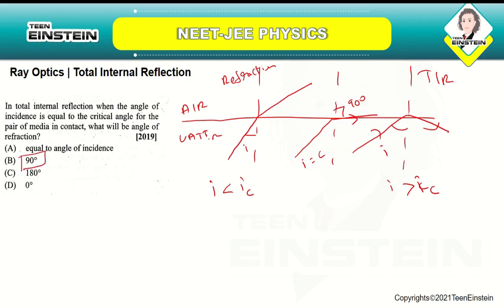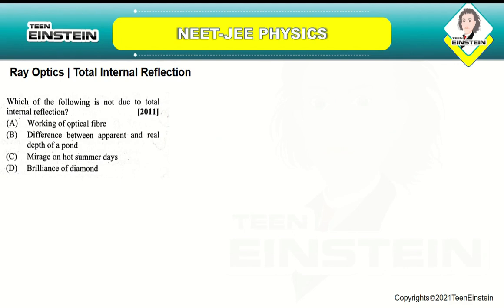So, the correct answer is option number B. If you remember, when you studied total internal reflection, you would have studied 3 different cases where light is passing from one medium to another. When the angle of incidence is lesser than the critical angle, refraction takes place. When the angle of incidence is greater than the critical angle, total internal reflection takes place. And when the angle of incidence is equivalent to the critical angle, the angle of refraction will be 90 degrees. So here the correct answer is option number B. Let us now move on to the next question.